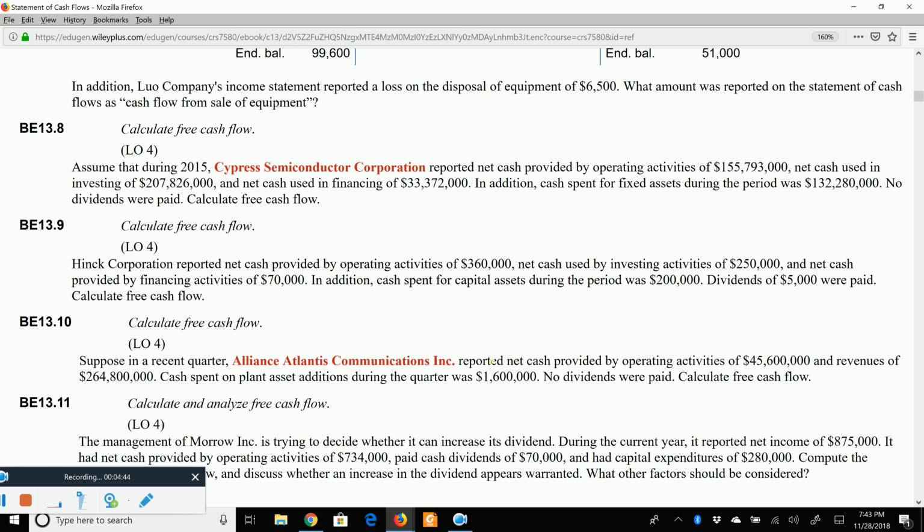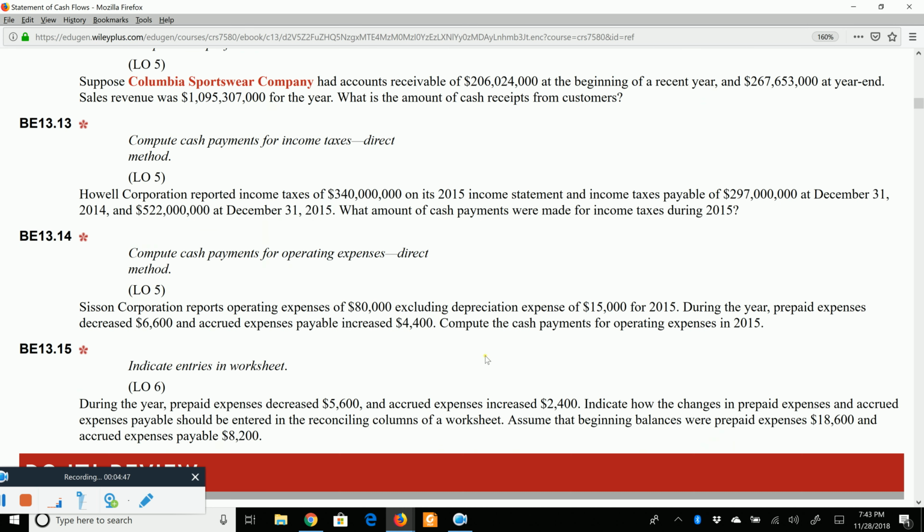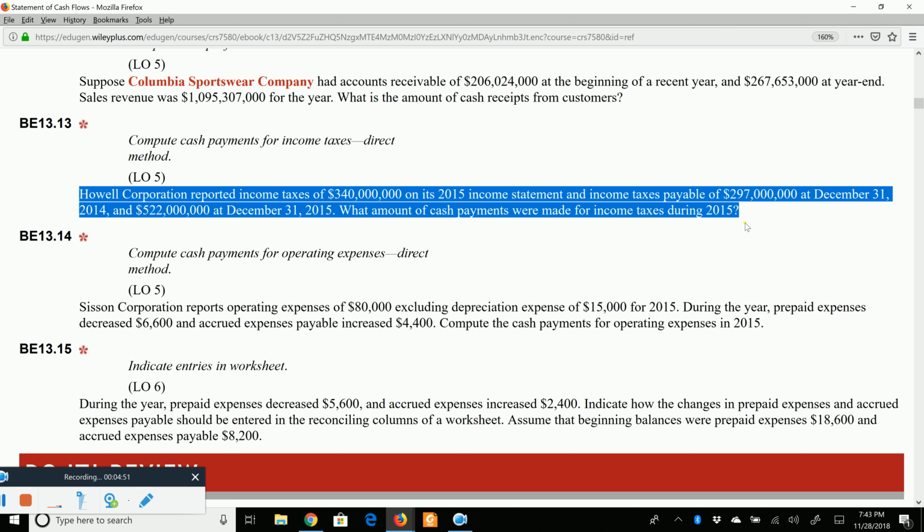All right, let's turn our attention to brief exercise 13-13, where it's one simple calculation. What we are trying to do, using the direct method, is figure out how much cash payments we made for taxes.